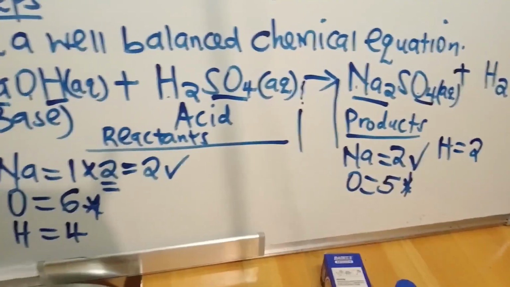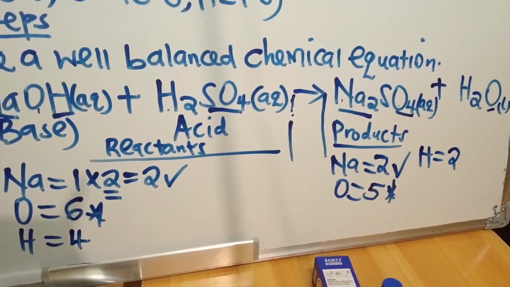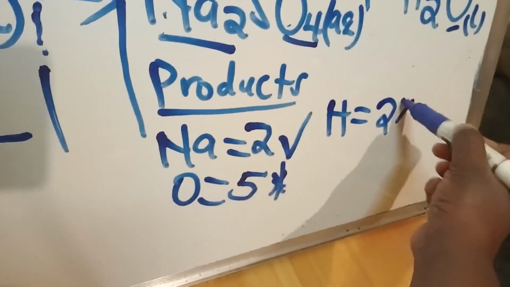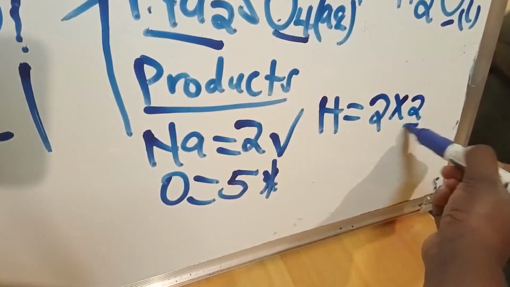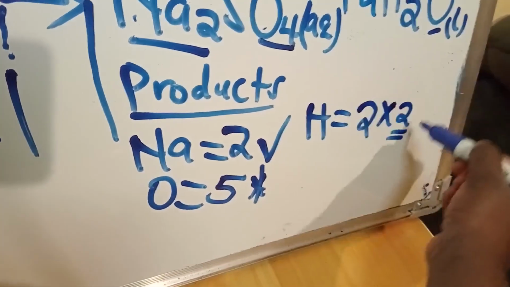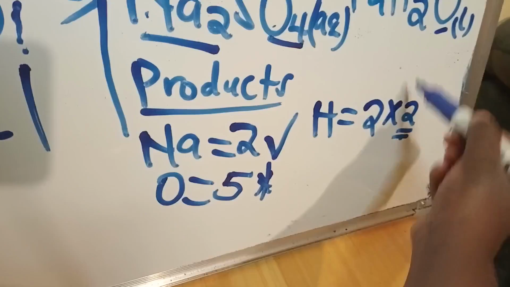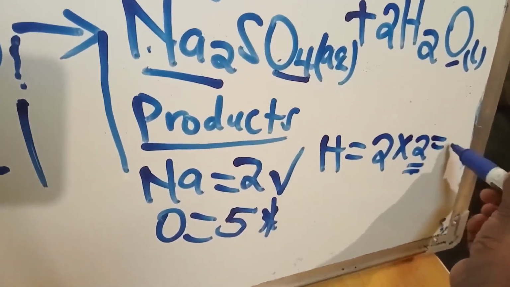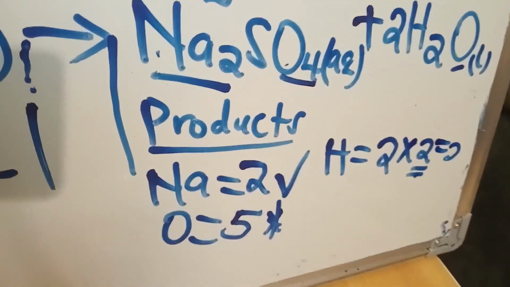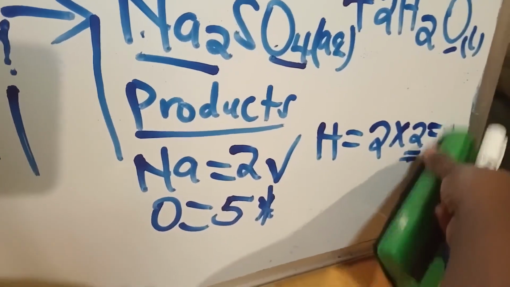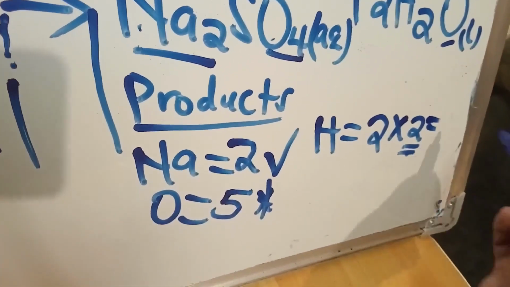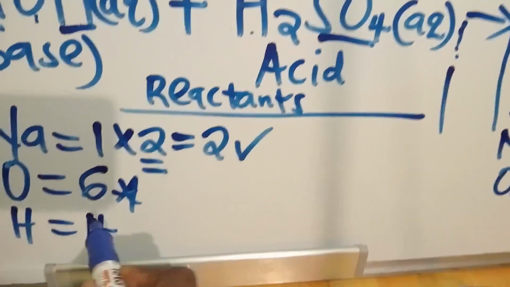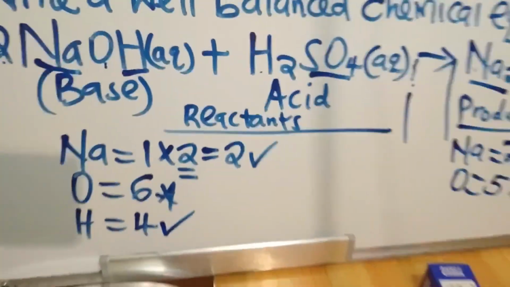So we have 4 on one side and 2 on the other side. We can easily balance this one by multiplying by 2, and the number that you multiply with is the one that you put up here. So in total we have 4. Sorry, not 2, but 4. So it is also balanced. So you put a tick on both sides.